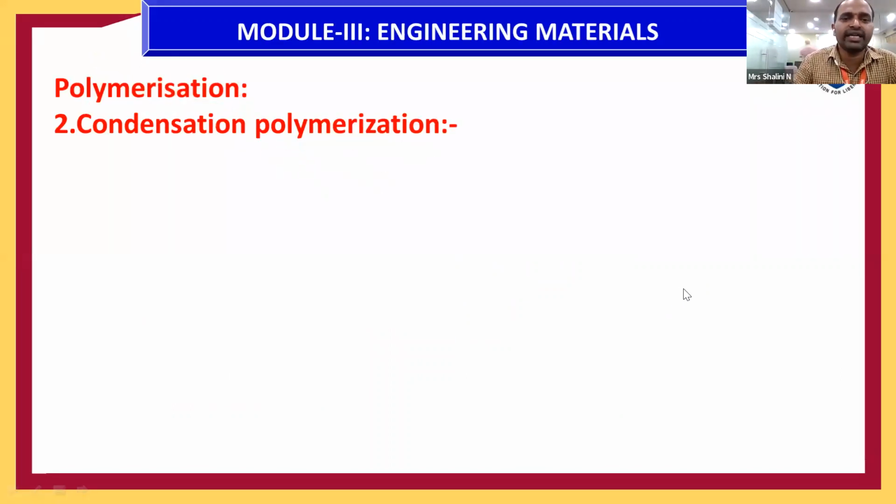Now next is condensation polymerization. Condensation polymerization means the monomers combine to form a large molecule with elimination of a small molecule. The monomers have partially positive and negative charges, and with elimination of a small molecule we get the polymer. So these are condensation polymers. When condensation polymerization goes on, thermosetting resins are formed.